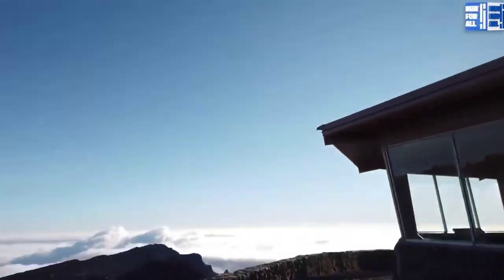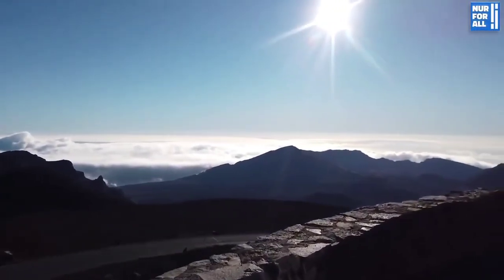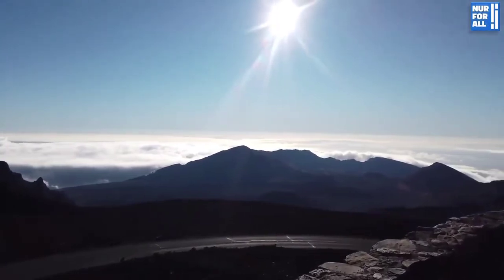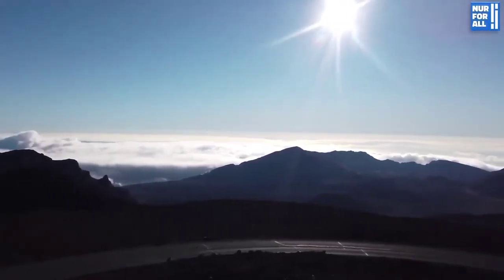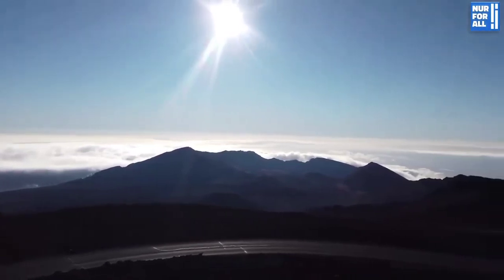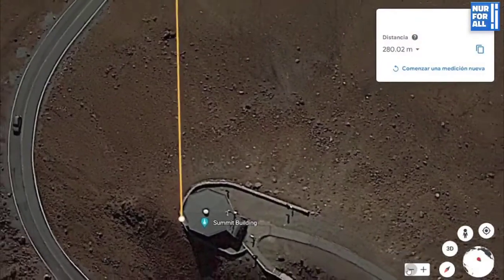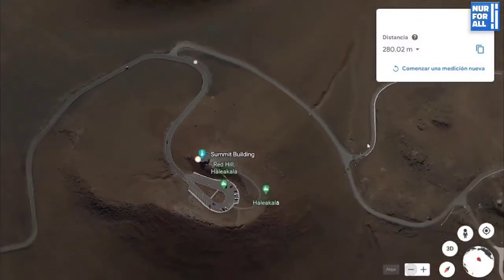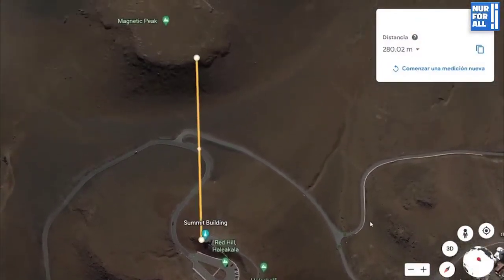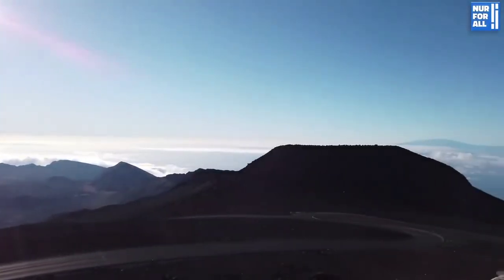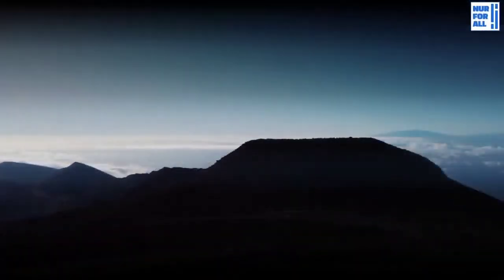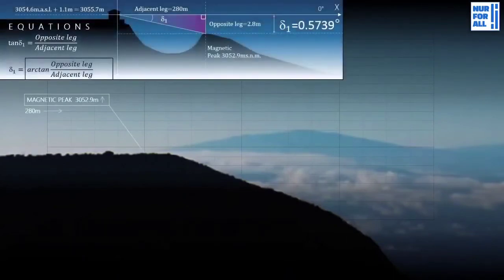In front of the north-northeast window, outside the observatory is another popular spot for panorama viewing, and from there, you can apply the same method, you just have to consider the change of variables. The distance to the Magnetic Peak increases by 10 meters and the height of the lens decreases by 1 meter from the previous observation point. We substitute the data and from this point, delta 1 is equal to 0.578 degrees.